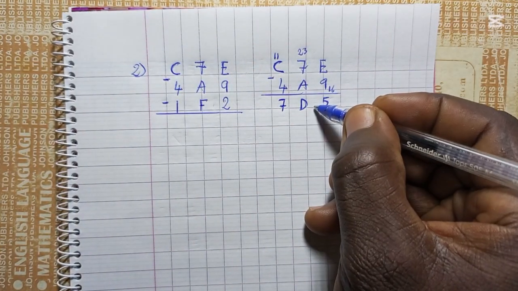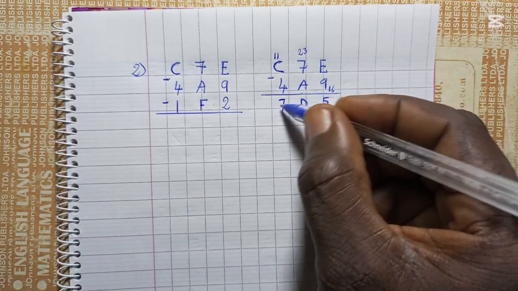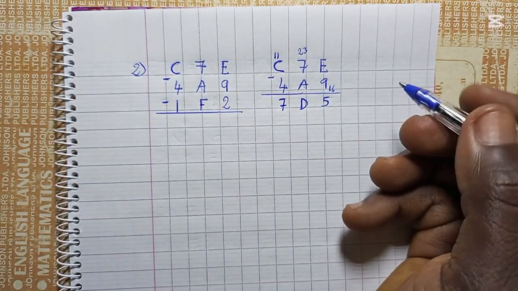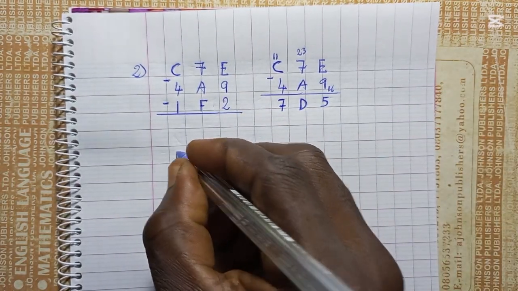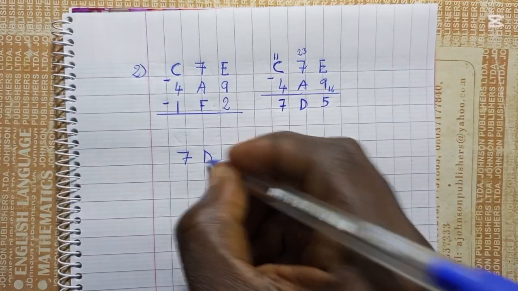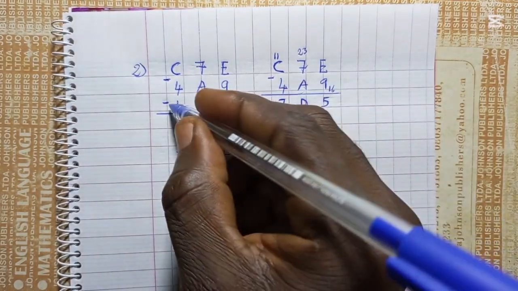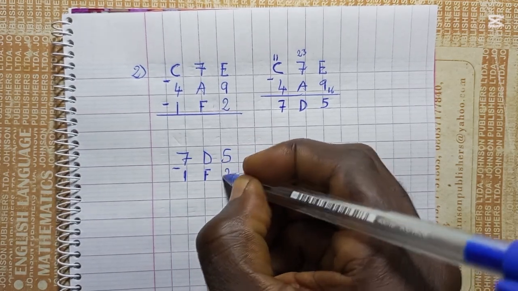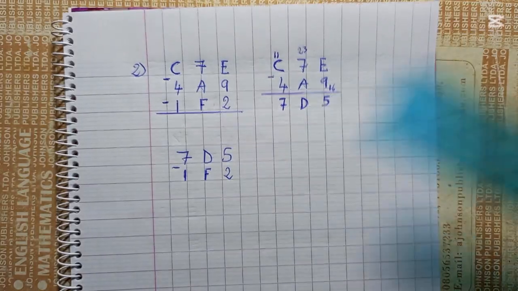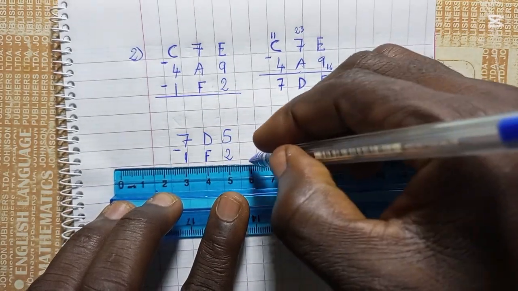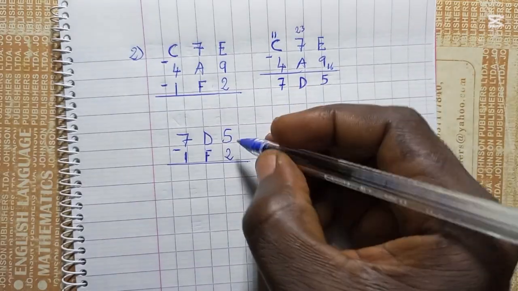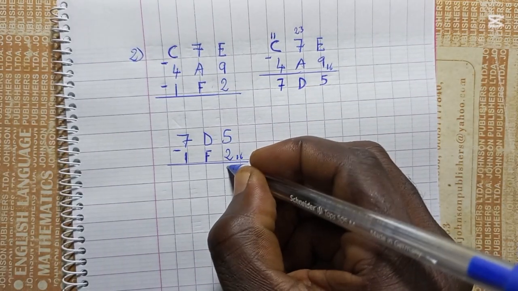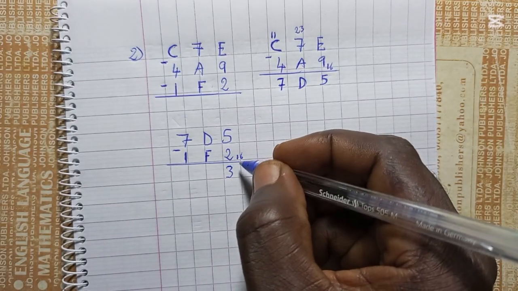Now this particular one, I'm going to use this answer to subtract this value from this. So let me write it out. So I have 7D5 minus 1F2. Now 5 minus 2, indicate your base. 5 minus 2 is 3. I'm going to write 3 directly because it is less than the base we are working with.